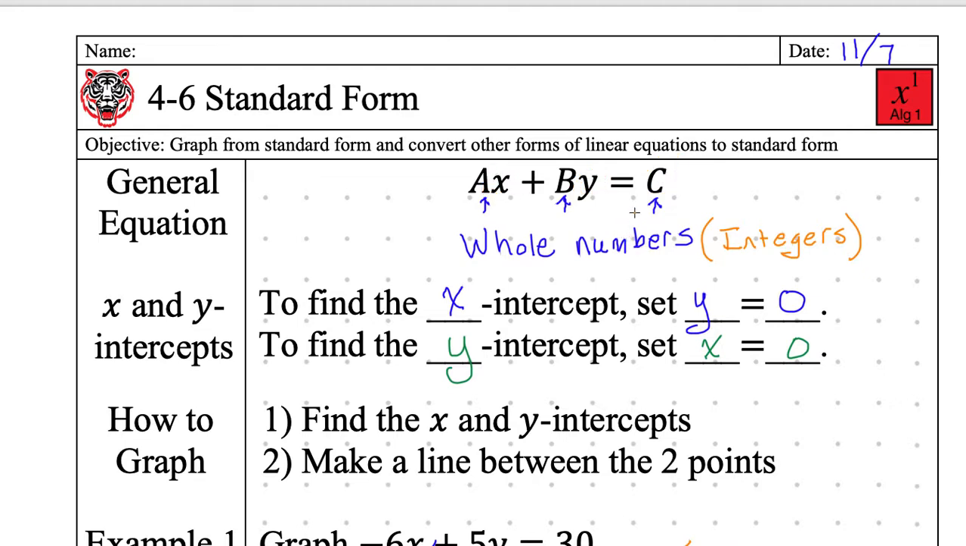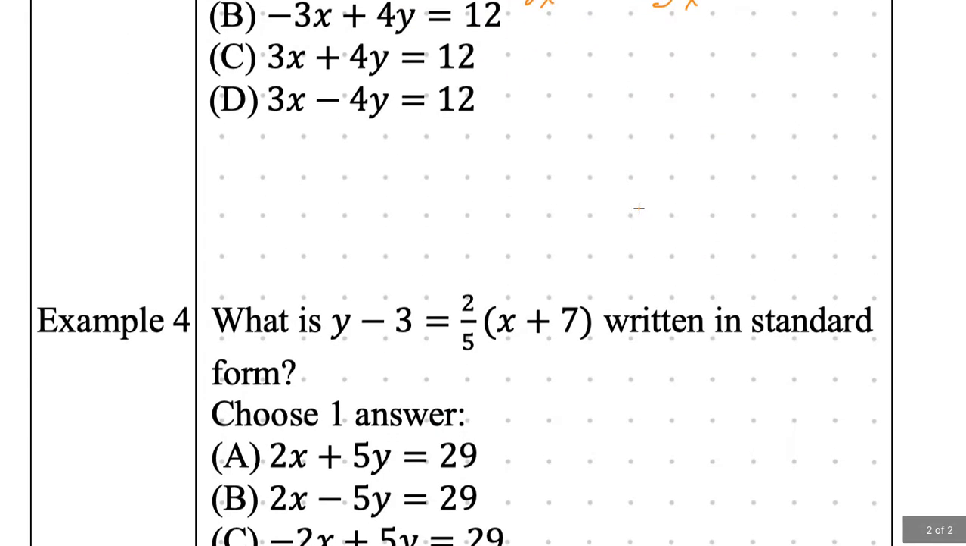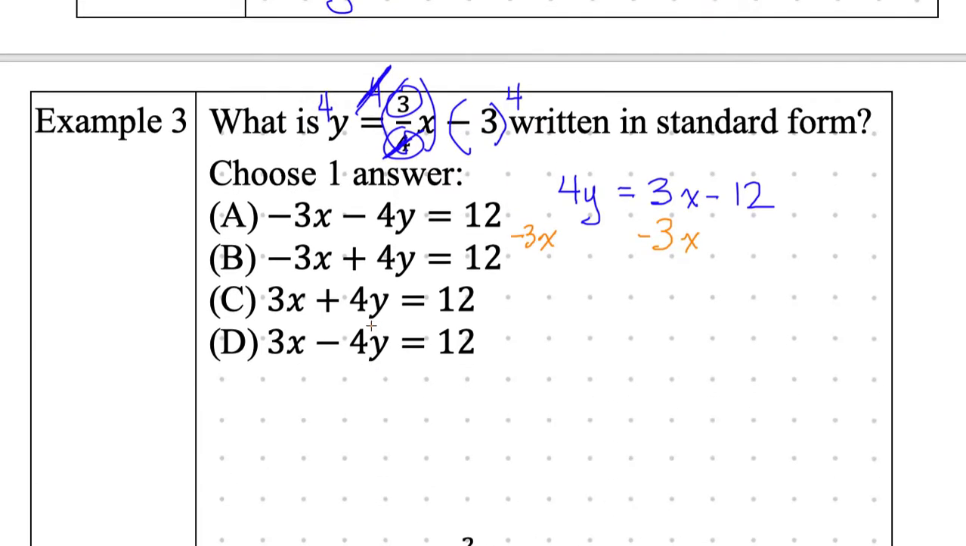Question, Charles. What if you have multiple fractions? If you have multiple fractions, so if I have a 5 and a 4, then multiply by 5 and 4, or by the least common multiple of both of them. So you can multiply by things twice if you need to. Just multiply until the fractions disappear.